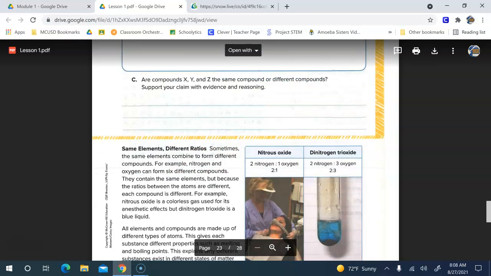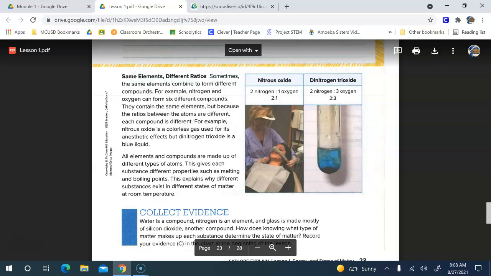The next thing it's asking, are compounds X, Y, and Z the same compound or different compounds? So how we know that they are different compounds is because they have different amounts of nitrogen and oxygen in each of the molecules. And the different amounts actually make completely different compounds. If you look at the reading below, it actually discusses this. So you can read this paragraph. It tells that nitrogen and oxygen can form 6 different compounds. So read these 2 paragraphs and it will help you to answer the question above.